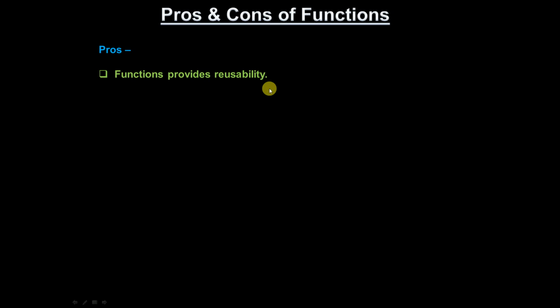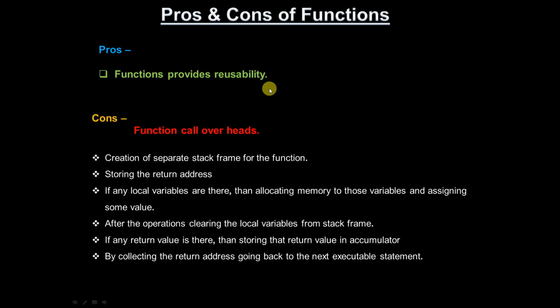Our main advantage of procedural languages is functions only. That is the modularity approach. Using modularity means we write reusable code. So by using functions, we can provide reusability. When we have some advantages, there will be some limitations or cons also. So what is that? Function call overhead. In previous sessions I have mentioned what happens when you call a function. It will create a separate stack frame for the function.